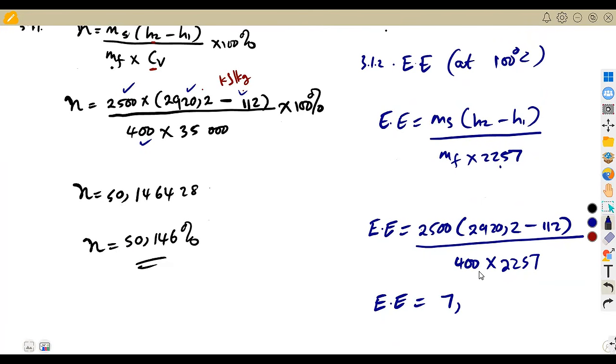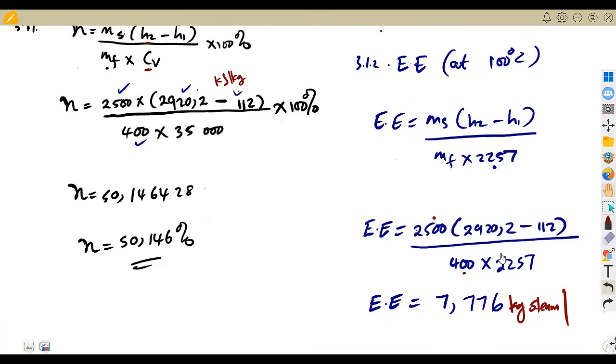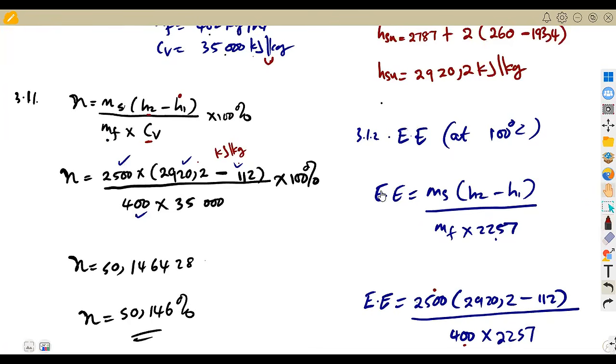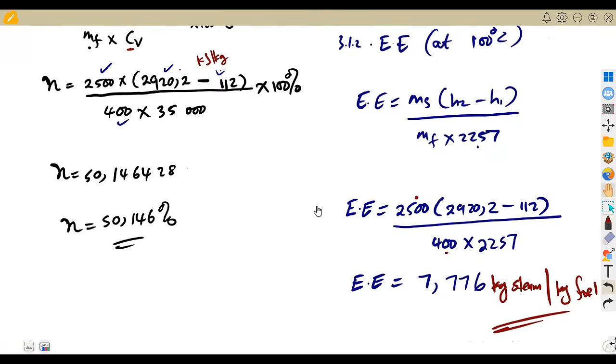We've got 7736, so it's going to be 776. All right, so that is our equivalent evaporation from the mass of steam. We're going to have kg steam per kg fuel in this case. Okay, so that is it. We have got everything that was needed on this boiler part.